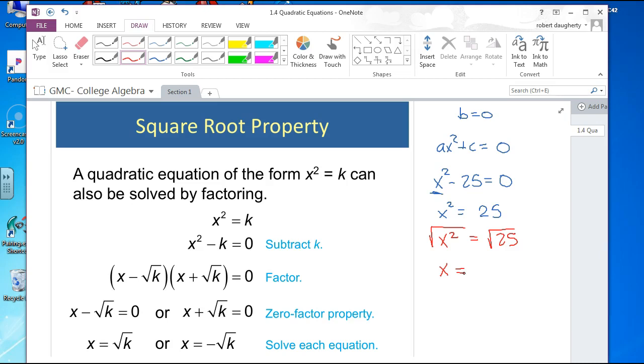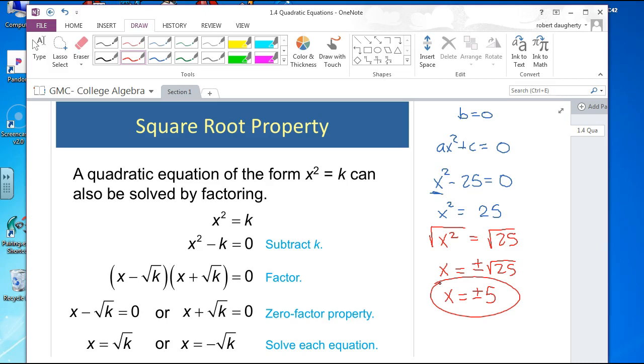So the square root of x squared, I have to take care of it like this, is plus or minus the square root of 25. So x is plus or minus 5. So you have to keep in mind that you will have a plus or minus in your answer anytime you have an even root and you're taking an even root of an even exponent. So something like x squared equals 25.